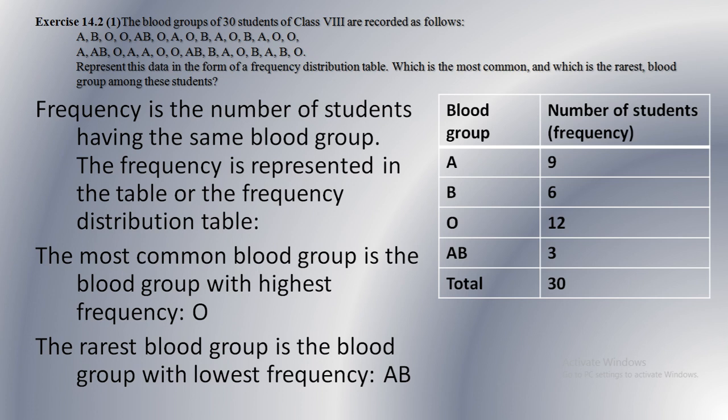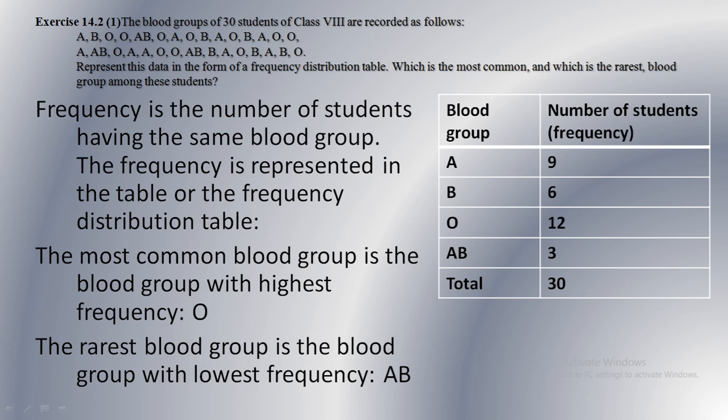The most common blood group. So first of all, what you do: there are four types, A, B, O and AB, right? Now count the number. How many A are there? 1, 2, 3, 4, 5, 6, 7, 8 and 9. Got it? So I have written here 9.